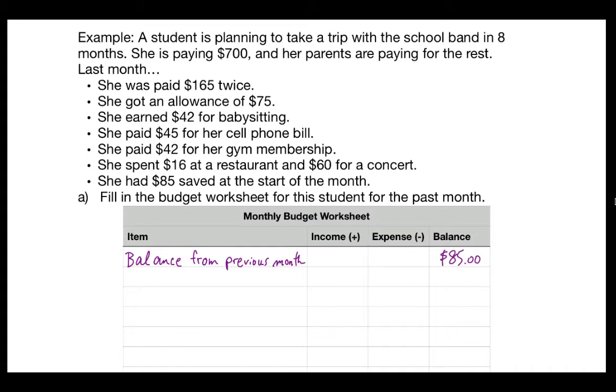And now we're going to look at getting paid twice. And it's $165 each time. $165. Pay again, $165. And so each time you get paid, this is going to add to your balance. So I'm going to do 85 plus 165, which is $250. And 250 plus 165, we're up to 415.